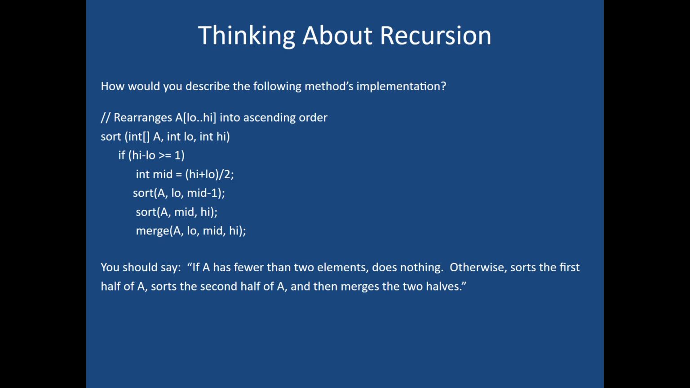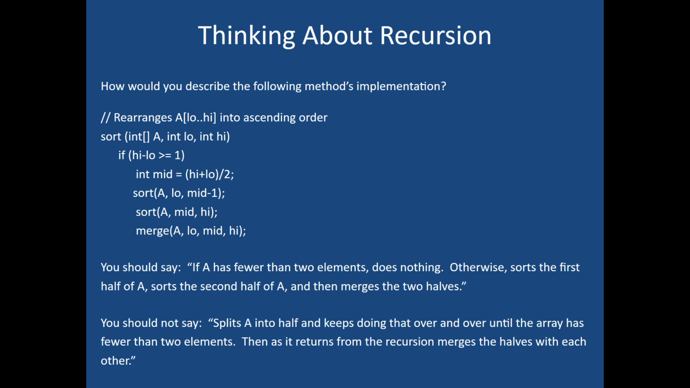Subsequent calls to sort. We didn't talk about how those two recursive calls to sort work. We just said it sorts the first half and sorts the second half. We didn't talk about how. It doesn't matter. We can see what sort does: it rearranges a range into ascending order. We just went by a specification, just like we did for reverse and equals on the previous slide. Okay?